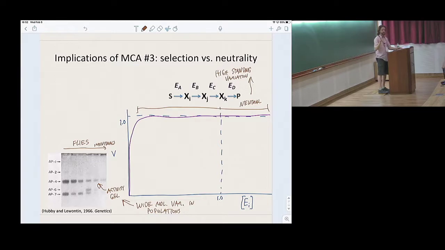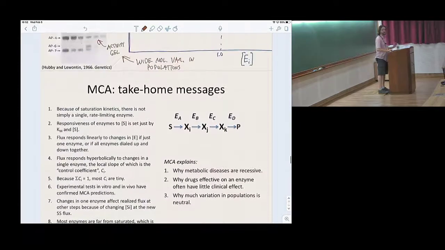In the few cases where you actually see tight variation around some enzyme level, you should look into it because it means there's something kind of funky going on. And there are a few cool examples of that kind of stuff. And so, yes, please.